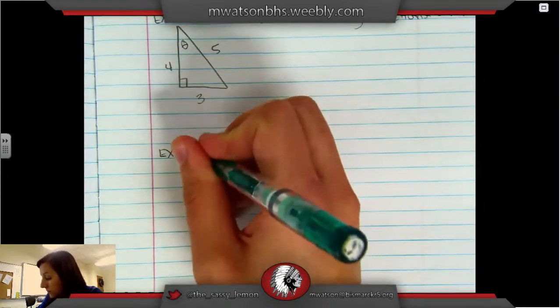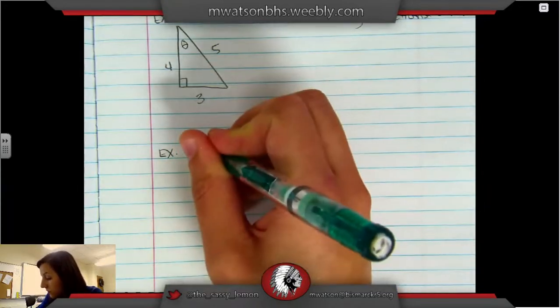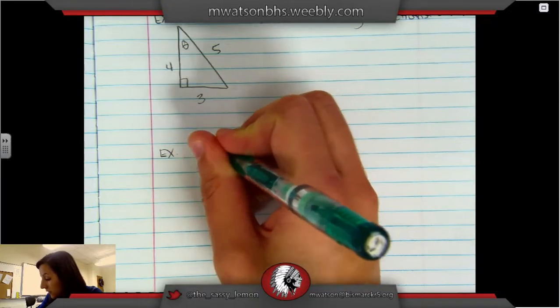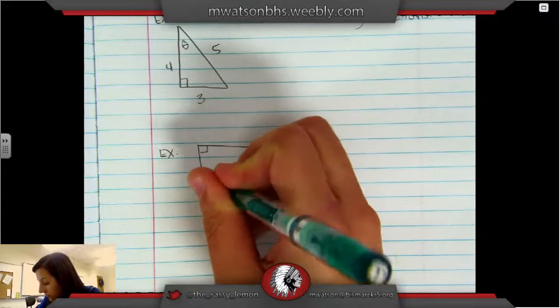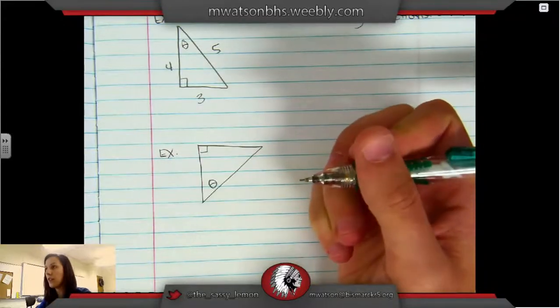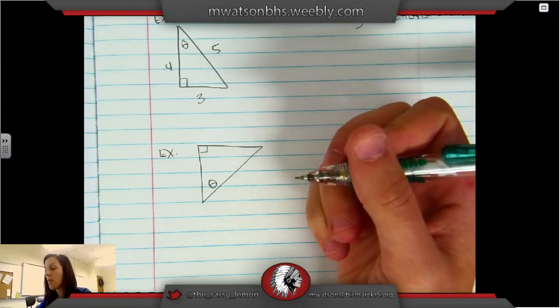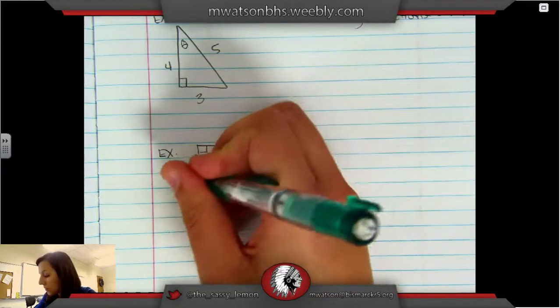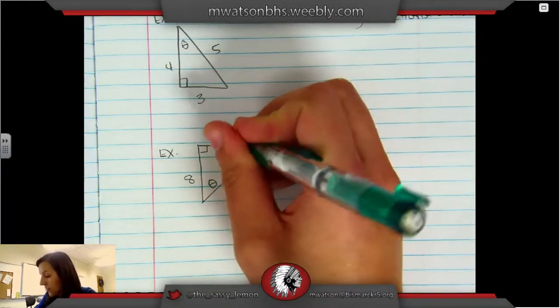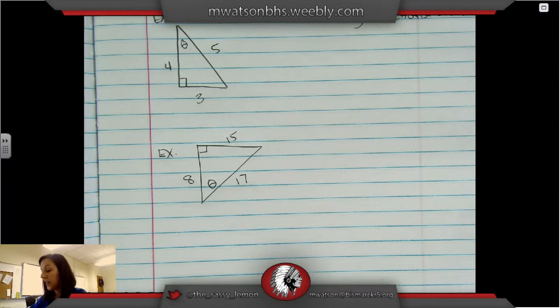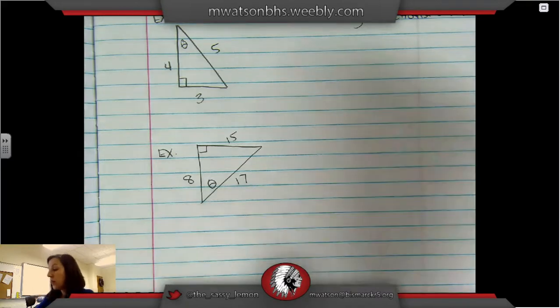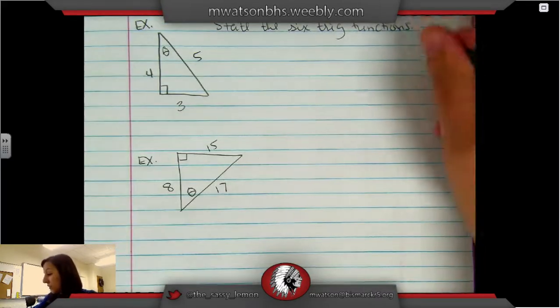again for this triangle. Let's see if I can think of another triplet. I think I know one. 8, 15, and 17. If that's not right, I'm sorry. Shame on me. But I'm pretty sure that's a Pythagorean triplet. Yeah. Okay, so also state the 6 trig functions for this as well.